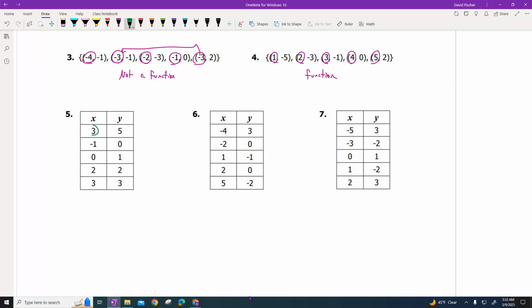I got a 3 right there and a 3 right there. Again, all I care about is my x's. I'm not even going to focus on this row. So this guy's not a function. I'm focusing on this row: -4, -2, 1, 2, 5. This guy's a function. Every domain has one and only one range. This guy looks to me like he is a function as well.